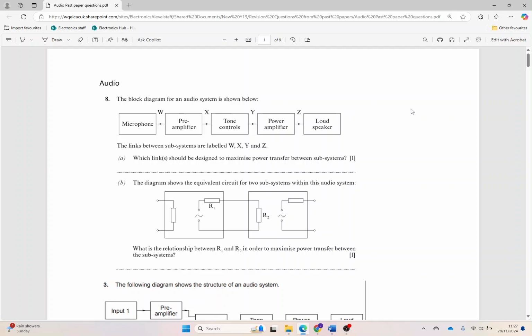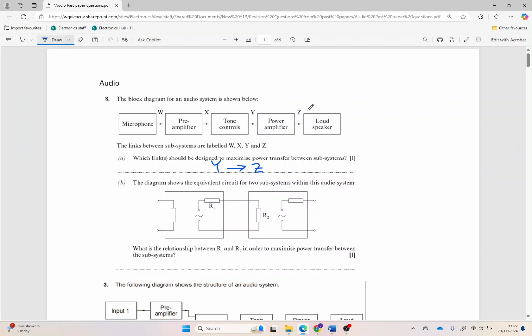Okay, the video then on audio. So you need to know maximum power transfer and maximum voltage transfer. For maximum power transfer, we're looking for both V and I to be as big as possible, and that usually occurs for the power amplifier to the loudspeaker. So we're obviously looking at Y to Z.